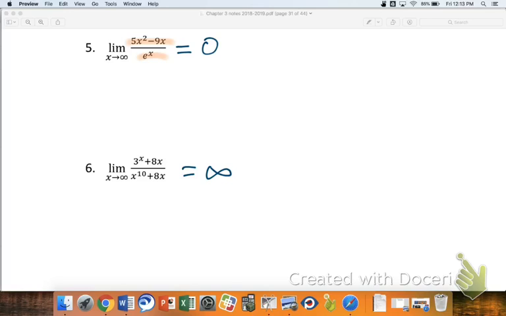The reverse is true, of course, in number 6. In number 6, the numerator is the faster growing function eventually. So eventually that numerator will completely overpower the denominator. We'll be heading towards a non-existent or an infinity answer. Question? How do you know that the numerator is going to grow slower than the denominator? So here, this is a polynomial.